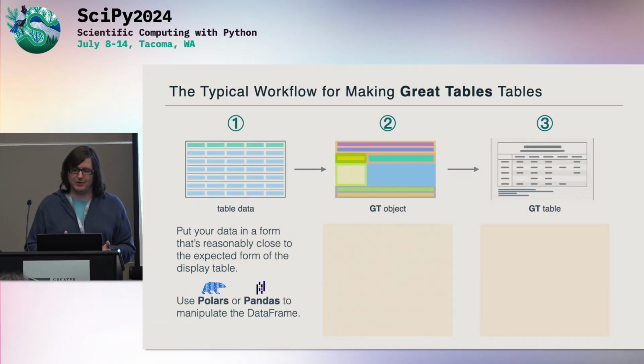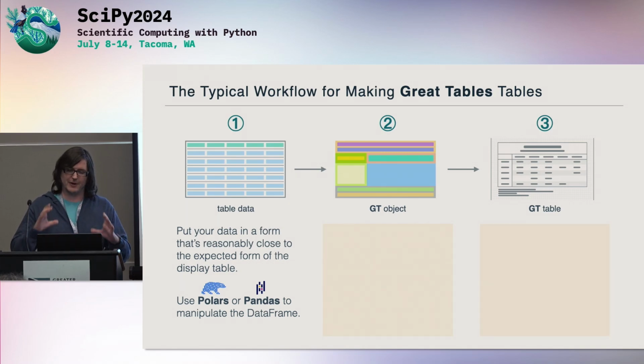Okay, so when you make a table with Great Tables, here's a sort of prototypical workflow. You have your table data. What you want to do is put your data into a form that's reasonably close to the actual output of the table. We can use all sorts of tools like Polars and pandas. In this talk, I'll be using mostly Polars.